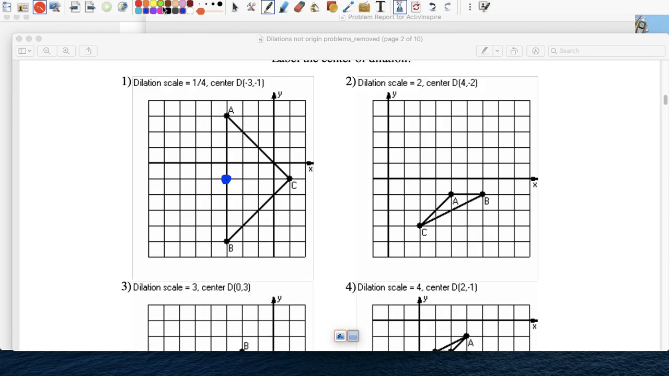Let's do this one by one. Let's look at point A. If I want to walk to point A, I'm going to go 1, 2, 3, 4. I'm going to go 4 units.